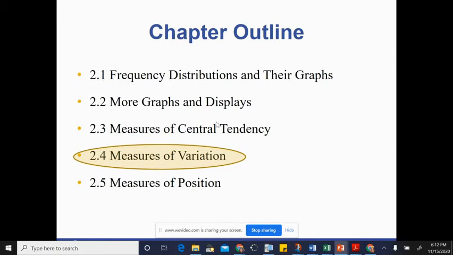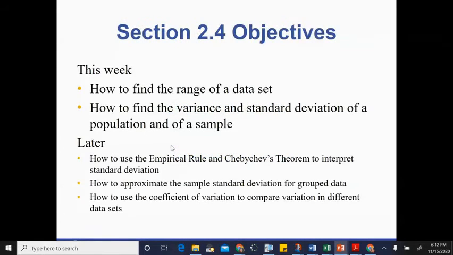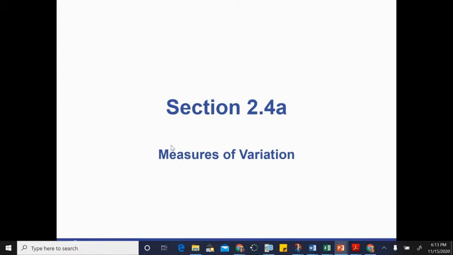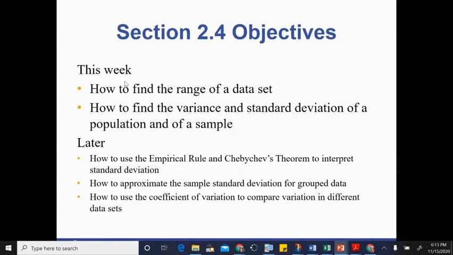And remember that central tendency is about the patterns and how things are towards the middle. Variation is going to be about how things are spread out. And so I'm calling this 2.4 part A because I'm going to split it into two parts. And this week we're going to talk about this part up here, and later on we'll do those. So how to find the range, which most of you know, but then also how to find the variance and standard deviation of a population and of a sample.